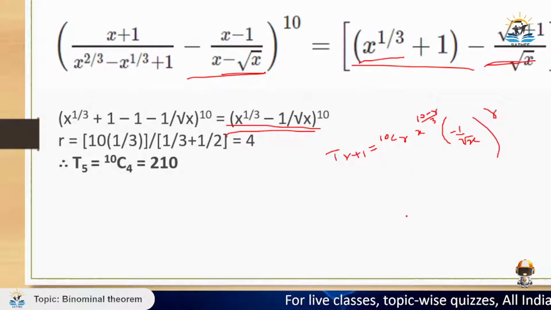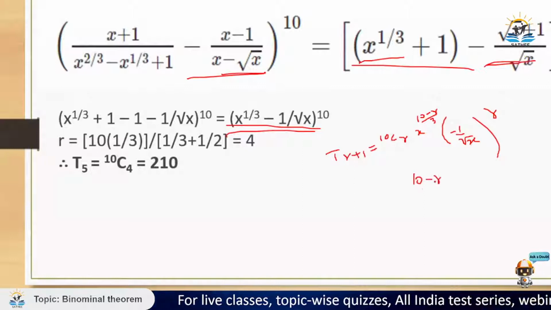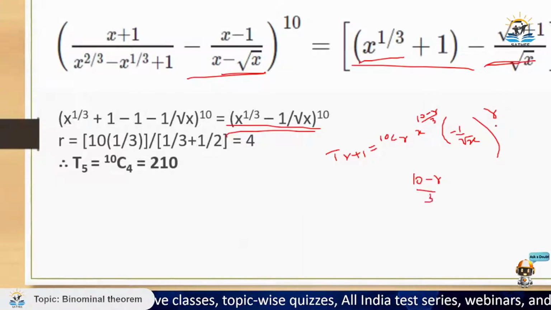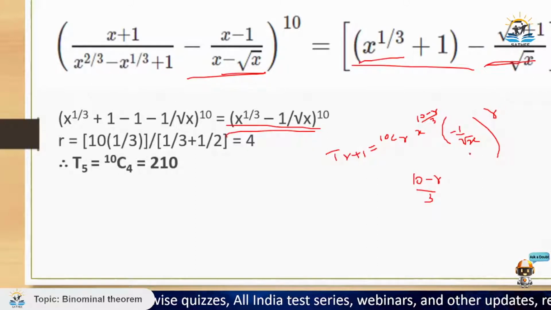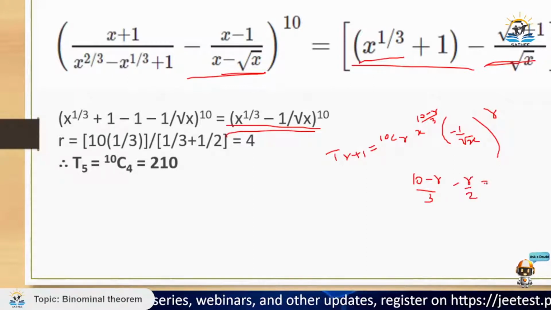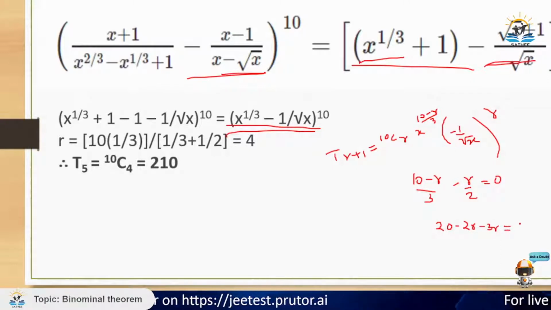So now make the coefficient of x equal to 0. That is 10 minus r by 3, and here the coefficient of x would be minus r by 2, because x will go upside and then root will become half. So 10 minus r by 3 minus r by 2 should be equal to 0. From there, you get 20 minus 2r minus 3r equal to 0. From here, you get r equal to 4.